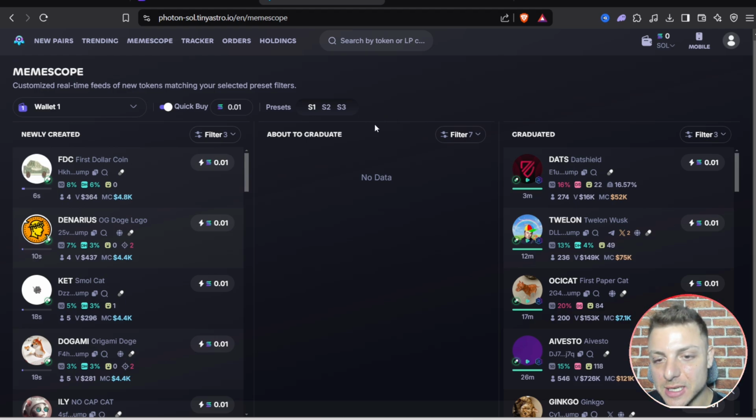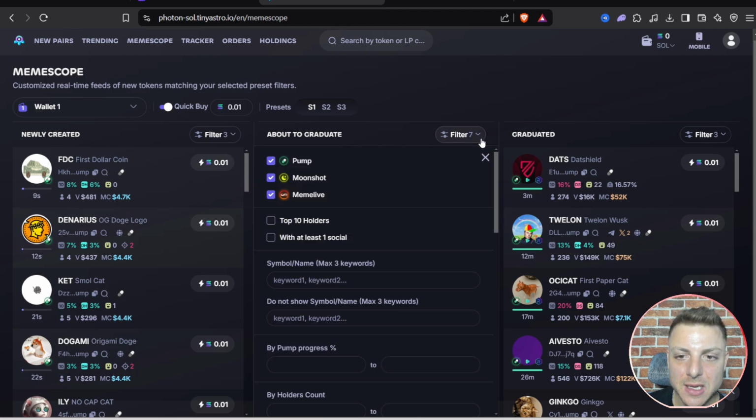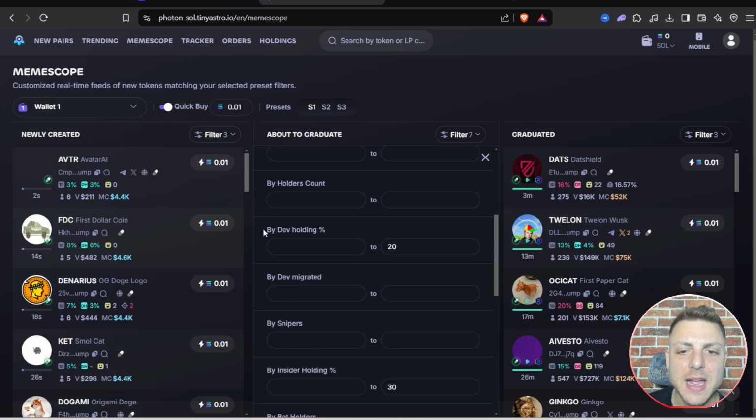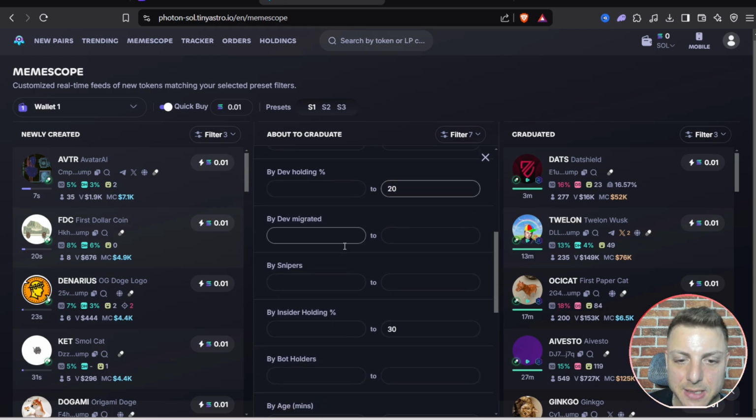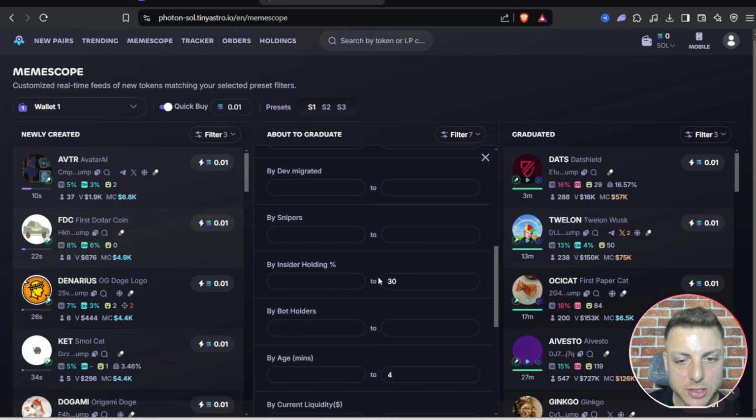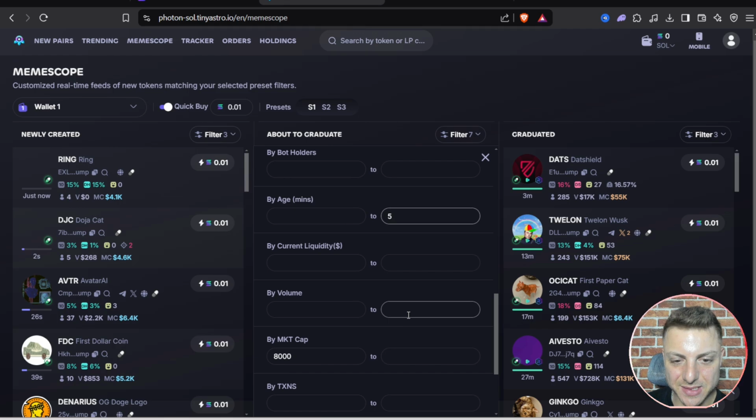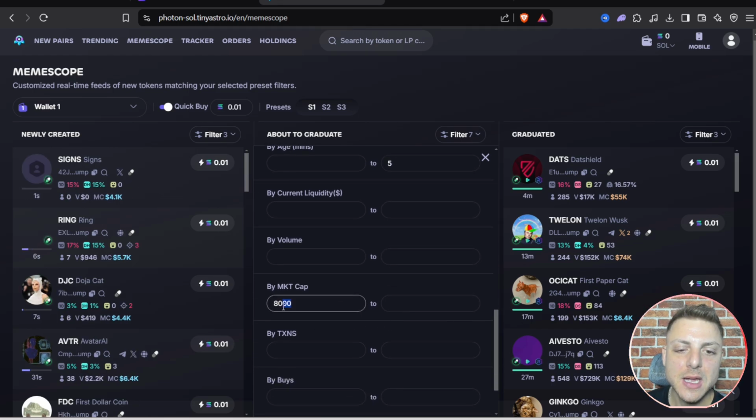So what are my specific filters? Here, we'll leave all of these top three on. We'll scroll down and I actually change the developer holding percentage to the maximum 20%. Then by insider holding percentage, I change that over to 30%. By age, I go to a maximum of 4 minutes. You can also go to a maximum of 5 minutes. So you're only ever going to be seeing coins that are created within the last 5 minutes and the best of the last 5-minute coins. And then lastly, we come down to market cap, and I'm going to put that as a minimum of $8,000.